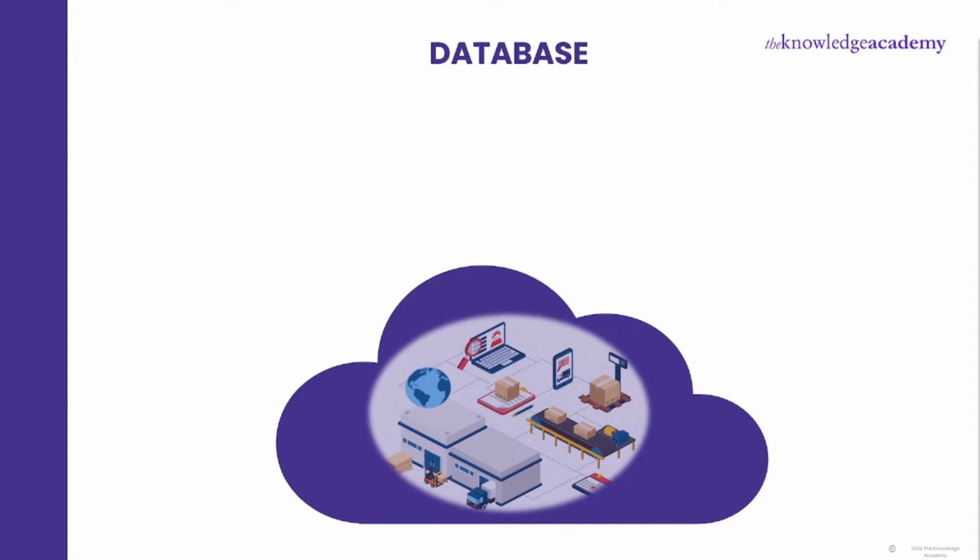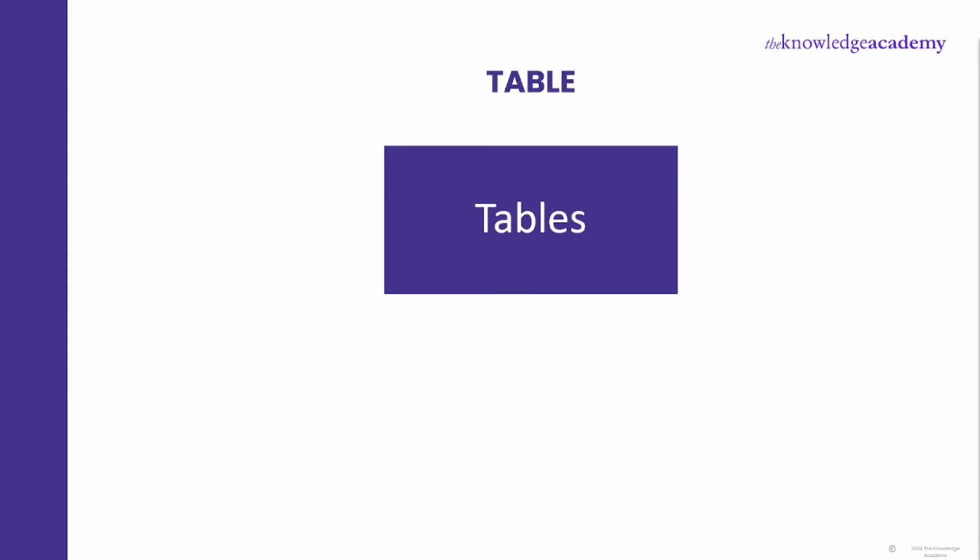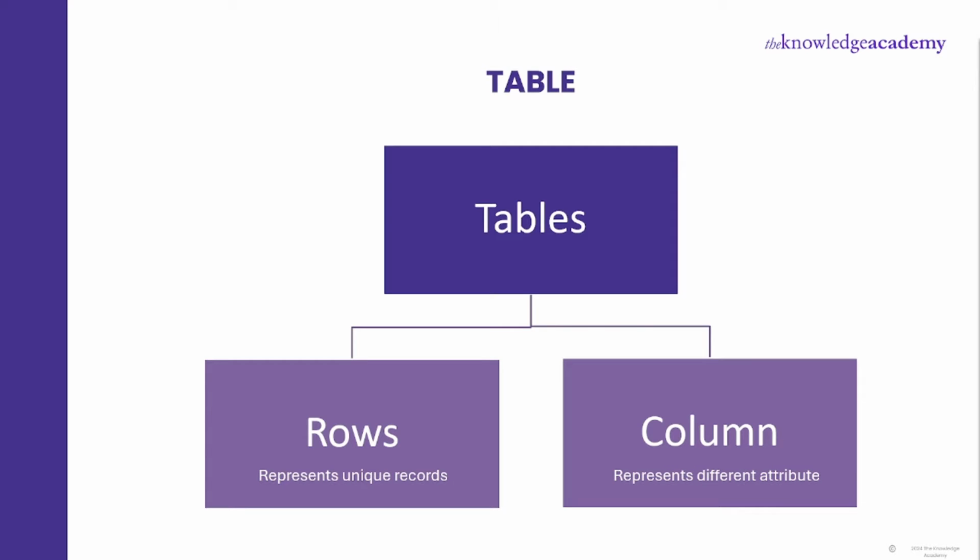Let's start with the backbone of any database, the database itself. Think of it as a virtual warehouse where all your data lives, neatly organized and ready for action. This overall container holds all the data and related objects. They act as a repository where data is organized, stored, and managed. Now within this database, we have tables. These are like individual spreadsheets with rows and columns defining specific pieces of information.